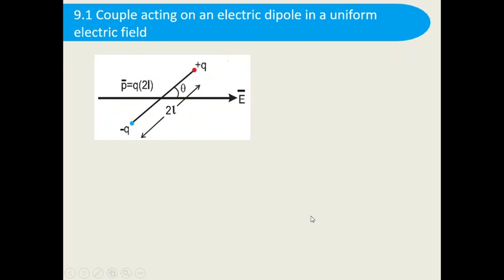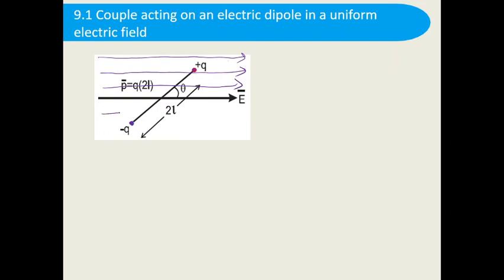So suppose this is the couple of forces, this is the minus q charge and this is the plus q charge. They are separated by some finite distance, and that finite distance is 2l. Okay, and they are kept in an electric field, a uniform electric field. Uniform electric field means the electric field is here also. The electric field is the same throughout.